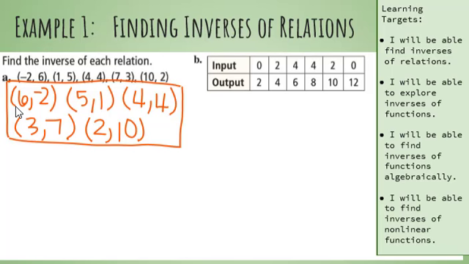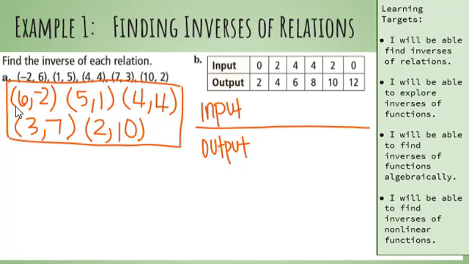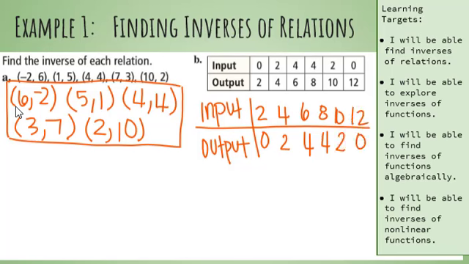The same thing applies when you're given the information in a table. Your input is like your x and your output is like your y. So we're just switching those values as well. We're going to have (2, 0), (4, 2), (6, 4), (8, 4), (10, 2), and (12, 0). So again, we're just switching the input and the output, just like we switched the x and the y.